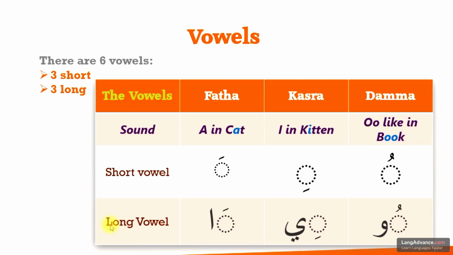Now this is the long vowel. So fatha exists in a long vowel version. The long vowel is made up of the fatha symbol and an alif, the letter alif. So any letter with a fatha and an alif would sound like aa. Same here for kasra. We have a kasra and a ya. So when we have a kasra followed by a ya, it becomes a long ee.